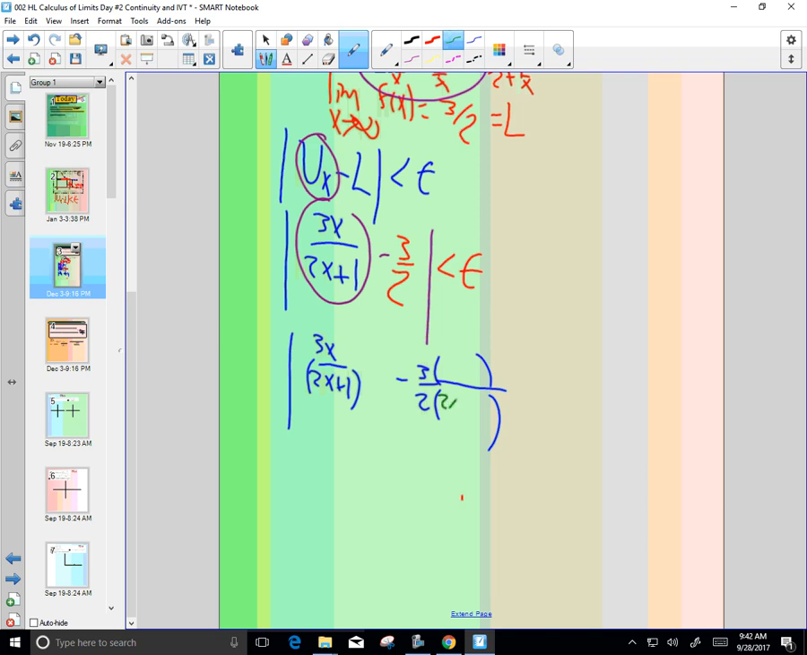This one's going to be 2x plus 1. And what's this one going to be? 2. Okay. Give you a chance to write that down. Less than epsilon.